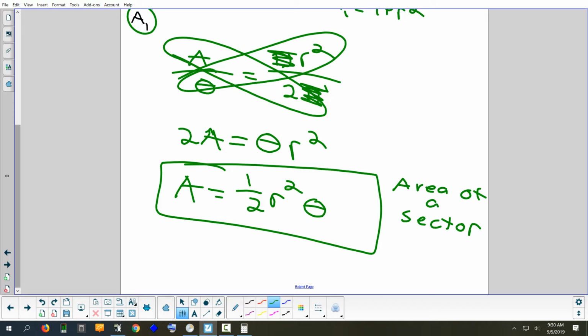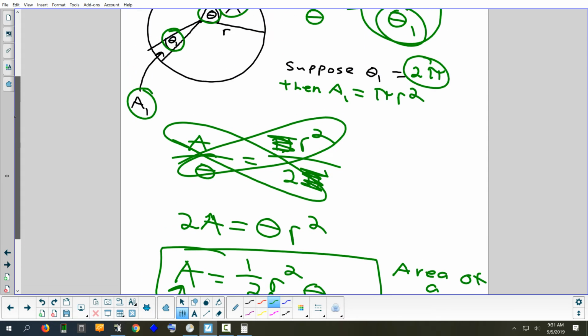Now, we don't have to go back to the proportion. The proportion was just to figure out the formula. Now we've got the formula. We just use that and fill it in. It's got 3 variables, just like the arc length. This is your area. R is your radius. And theta, what does theta stand for again? It's an angle.